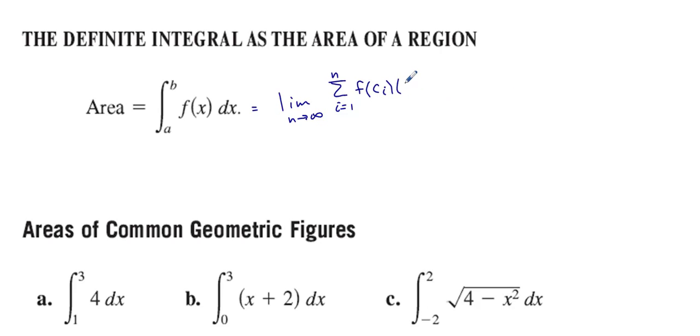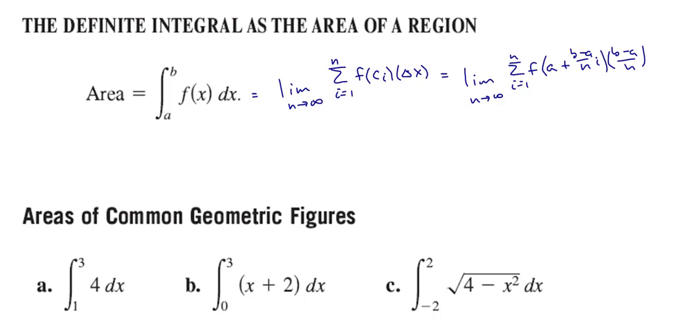And then we had delta x, correct? And then we knew how to find the c sub i and the delta x. Limit as n goes to infinity, sum i equals 1 to n, f of a plus (b minus a) over n times i, and then (b minus a) over n out here. This is pretty much fundamental, guys, so make sure you know this. There's always going to be a question, something like this, connecting these two on the AP test.